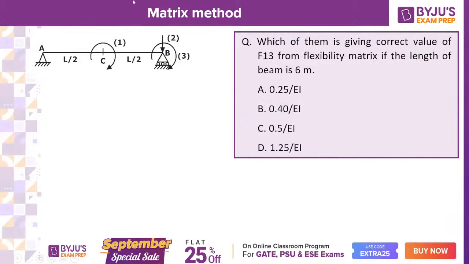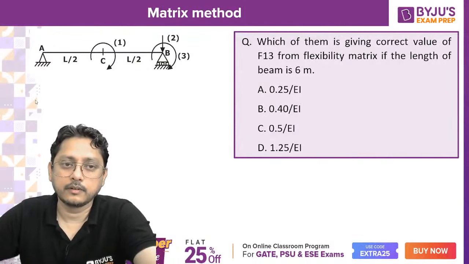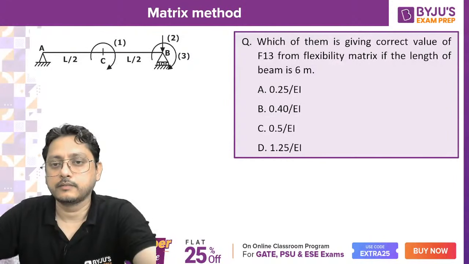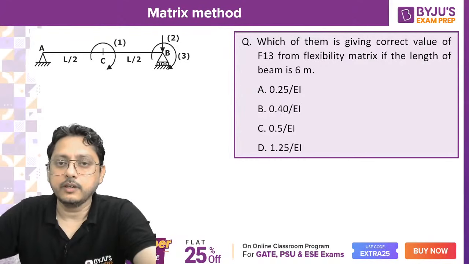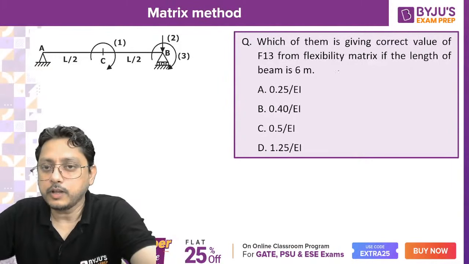Now, which of them is correct? Which of them is giving the correct value of F13 from the flexibility matrix if the length of the beam is given as 6 meter? Which one is correct here? How will you do this one? F13. To get the F13, what procedure will you adopt? What exactly will you do? What is the meaning of F13?